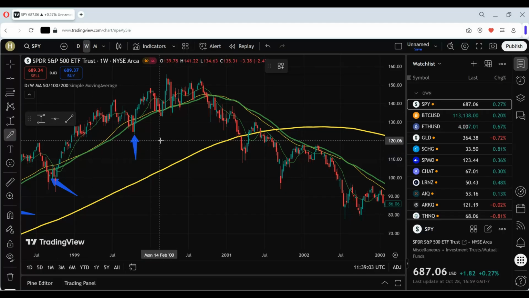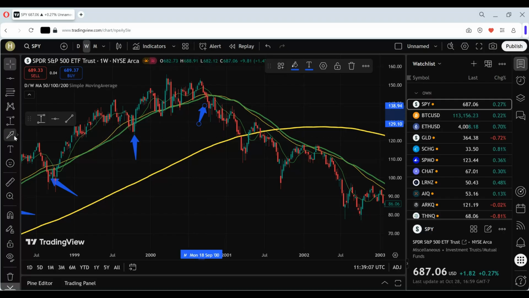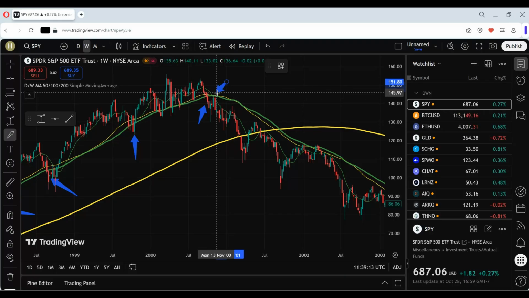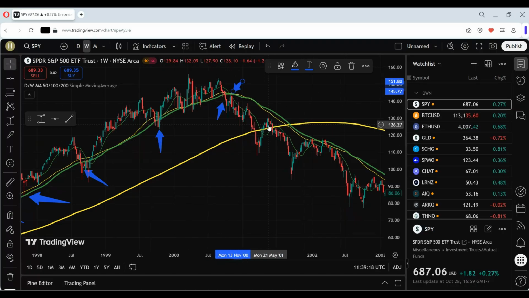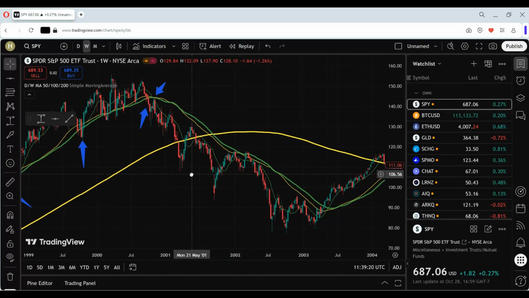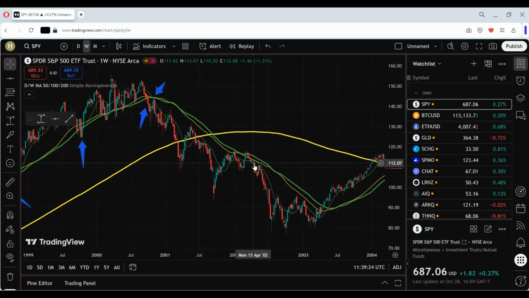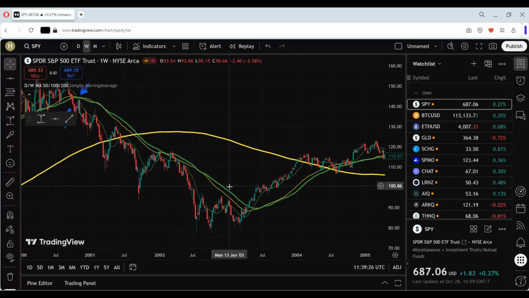So you can see in 99, we broke below it here and stayed below it. And to make it worse, we came up here to try to get back above it, and we got rejected right on it. That's often a sign of a bear market coming. So that was a sign of the bear market coming in 2000. And you can see we kept trying to get to it, and we couldn't even get above it.